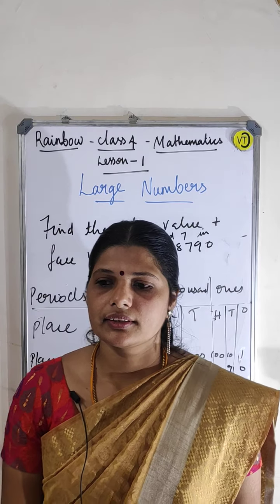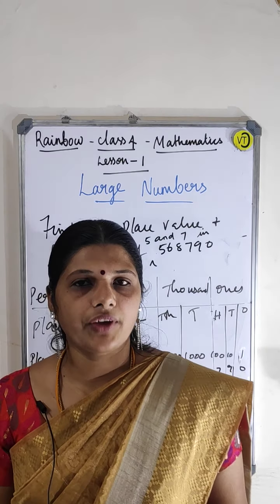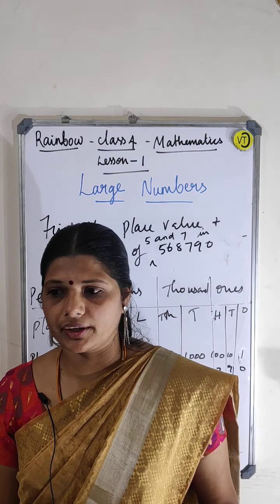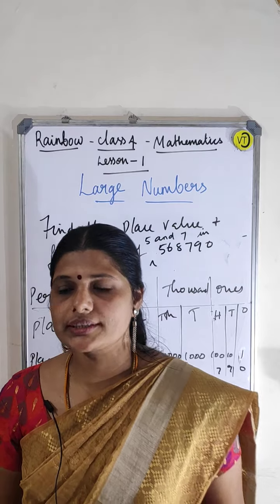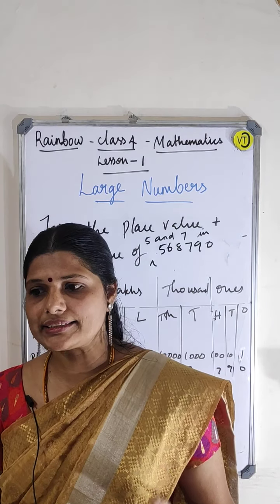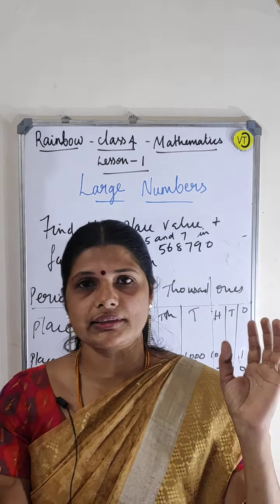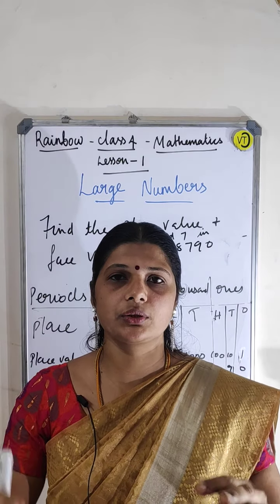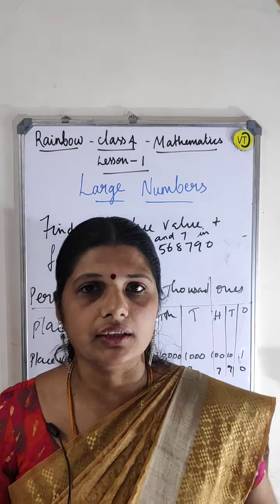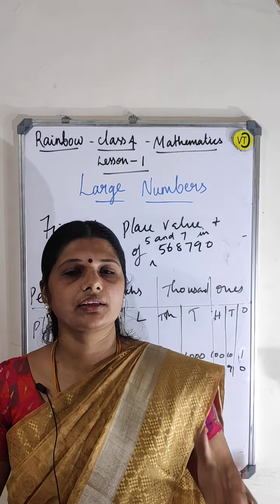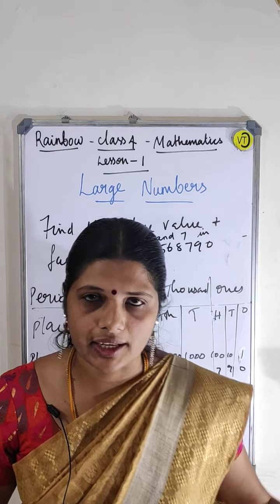The next is: find the place value and the face value of 7 and 5 in the given number. What is the number? 568790. Okay, so this is the 6-digit number that I am going to place in the place value chart. The chart you already know, right? It's ones, tens, hundreds, thousands, ten thousands, lakhs, ten lakhs.